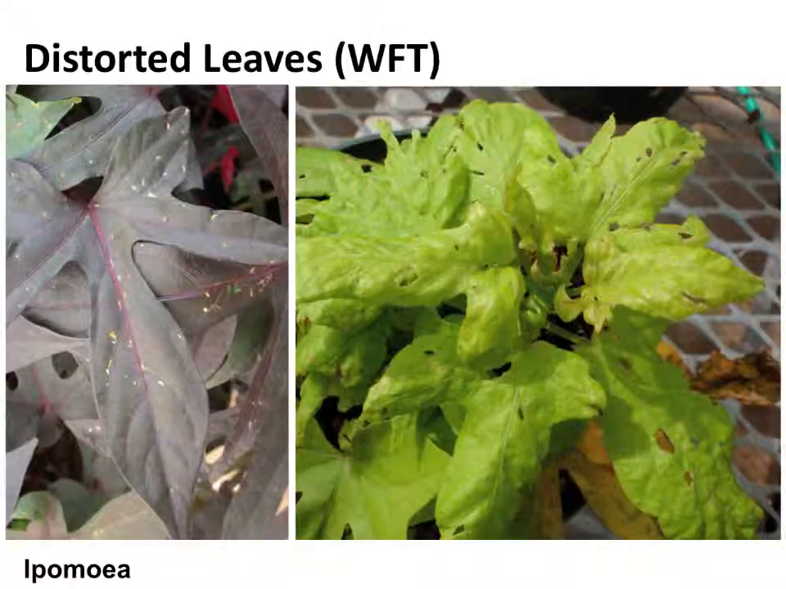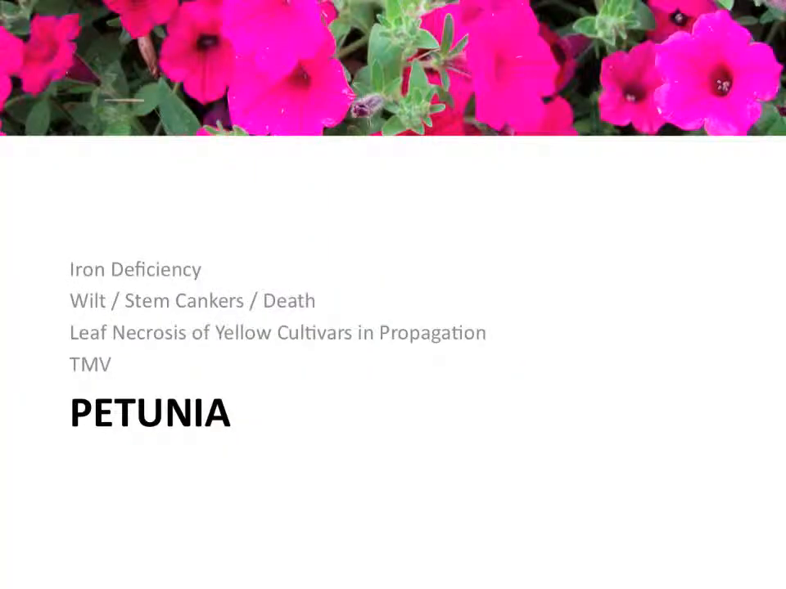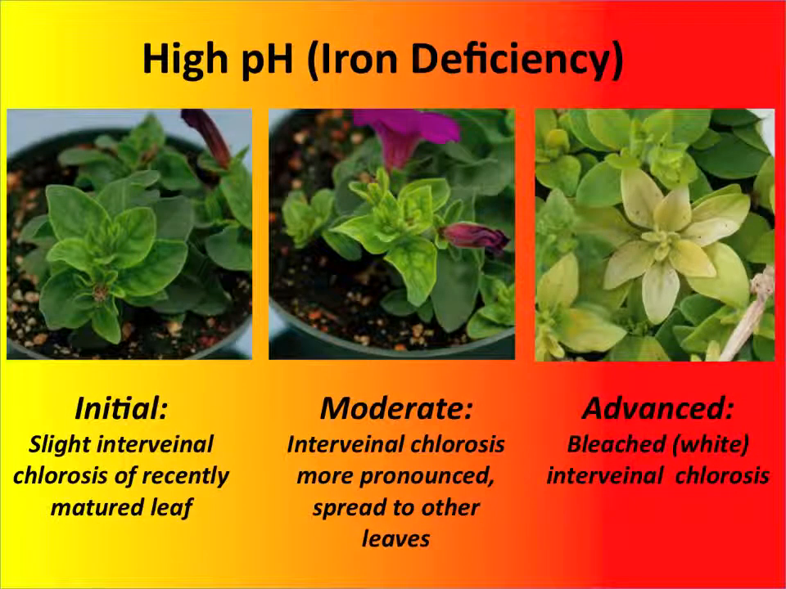On petunia, there's a number of problems here to go over. The first one, and the most common one, is the upper foliage starts developing an interveinal chlorosis.